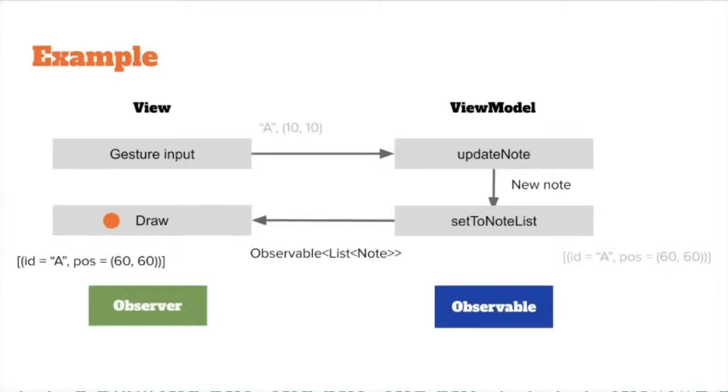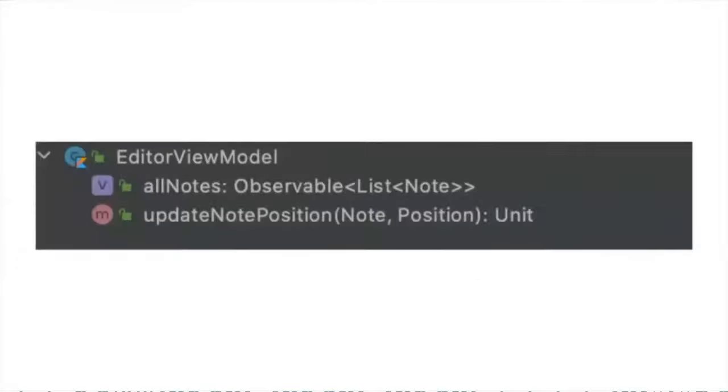Finally, by the observable chain, you can draw the latest position on the screen, which is 60 and 60. And the next is the implementation part for now. There's an editor view model, and the first one is node. It is a variable that can be subscribed by the view layer. And there's one public function, update node position, which can receive position delta.